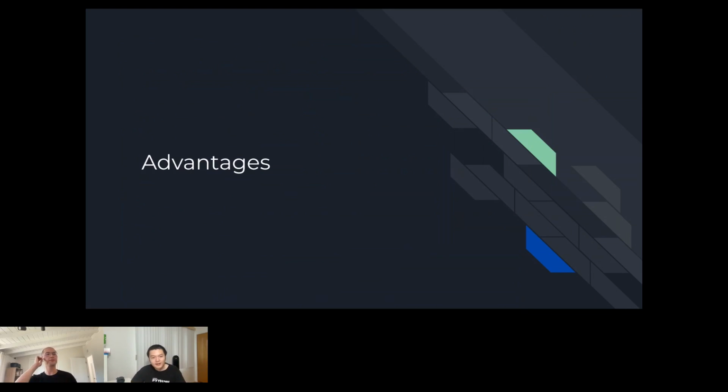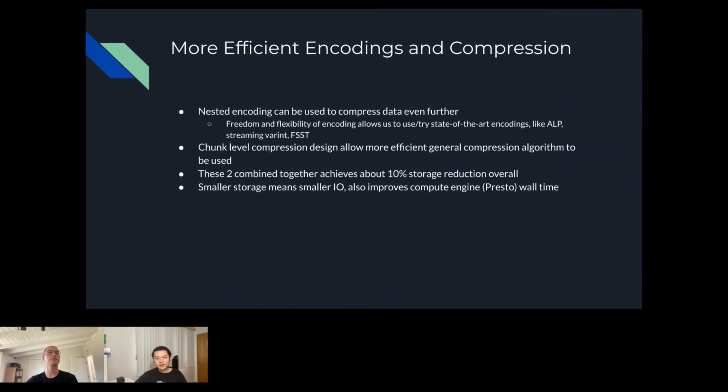Yeah, so now I'm going to introduce some advantages we've seen in our practice comparing Nimble to our older DWRF format. First, as Jialiang has mentioned, it's more efficient. We have more efficient encodings with the flexibility of this nested encoding capability, so that enables us to compress data even further.